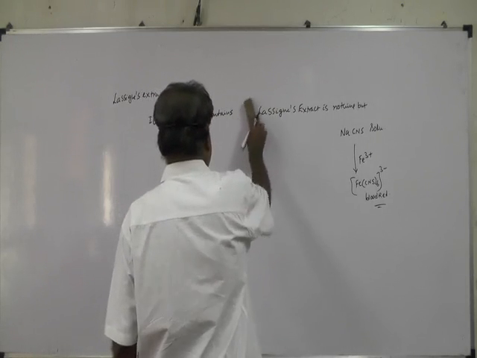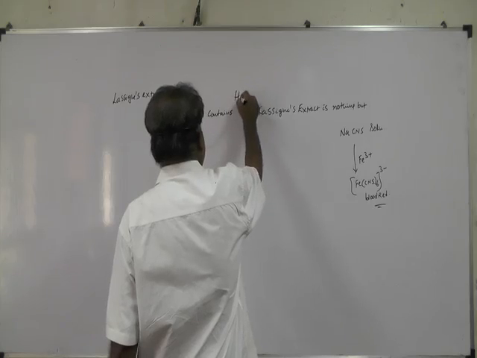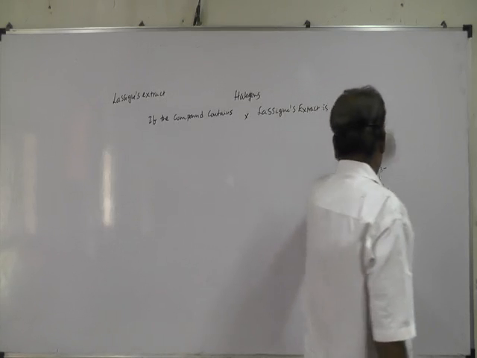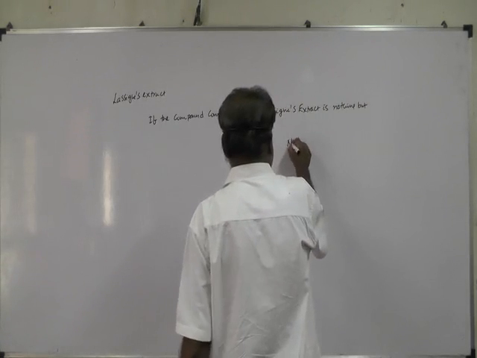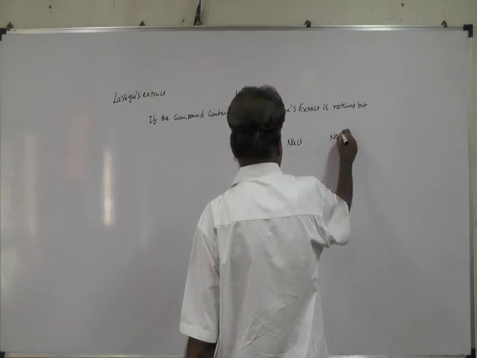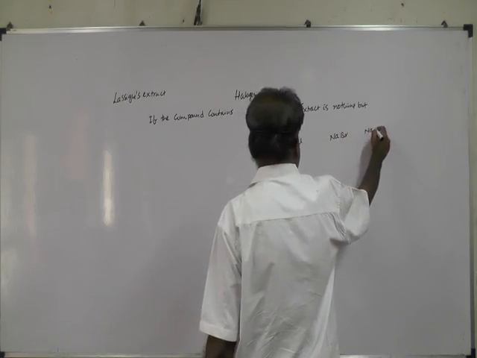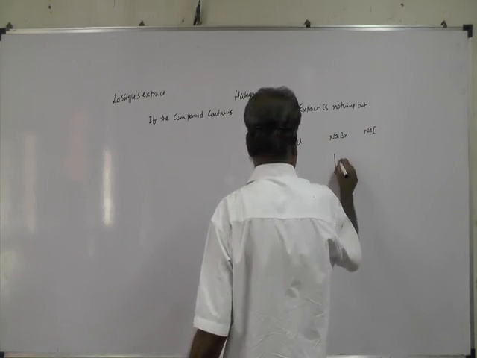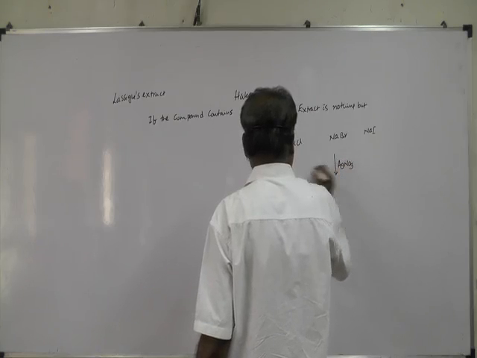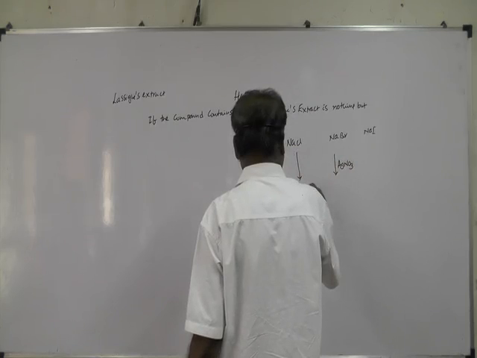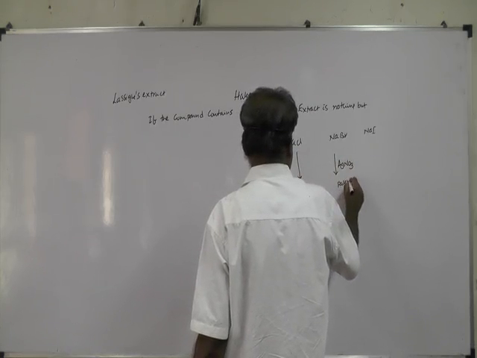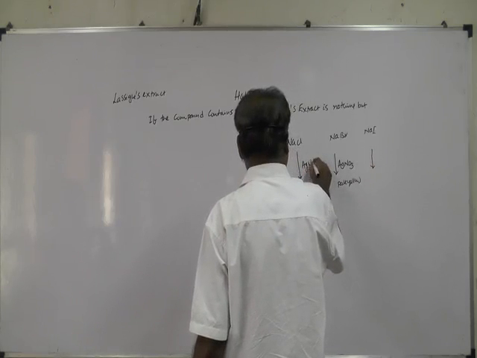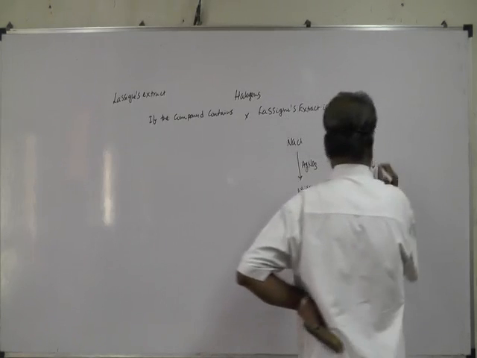If the compound contains halogens, Lassaigne's extract is nothing but NaCl, NaBr, NaI. How to test for them? With AgNO3. This fellow gives white precipitate, this fellow gives pale yellow, and this fellow gives yellow.